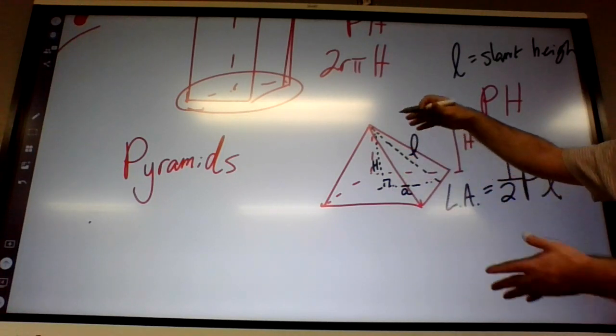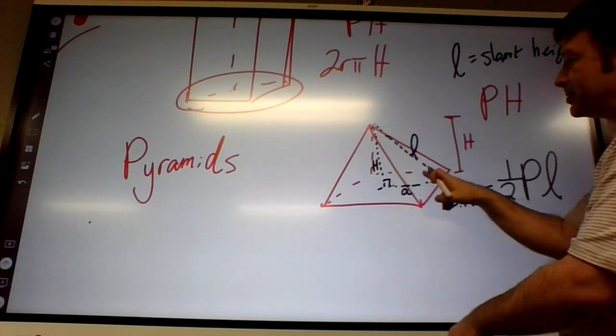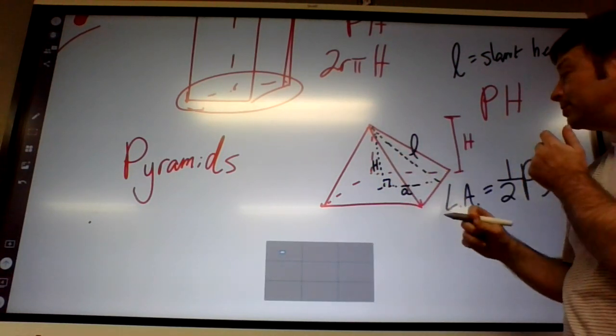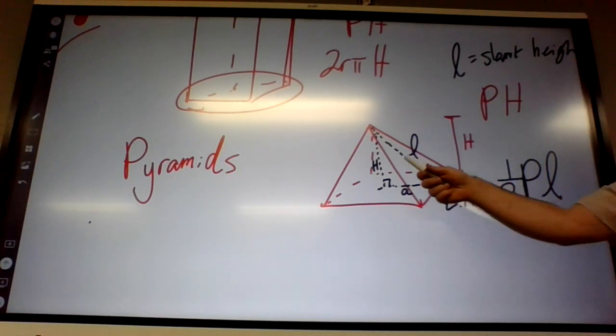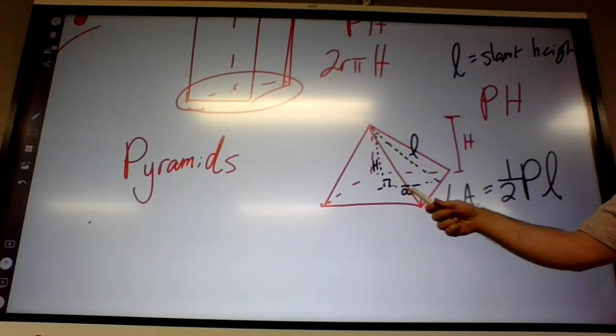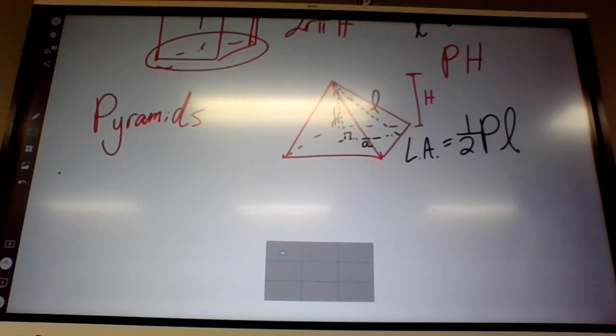I could stretch and make the pyramid taller, so this could be all kinds of shapes. But it does make a right triangle. So guess what they're going to have me do? Pythagorean theorem. Right. So the height of the pyramid, the slant height of the pyramid, and the apothem of the pyramid together make a right triangle. So they're probably going to have you do a little bit of Pythagorean theorem.